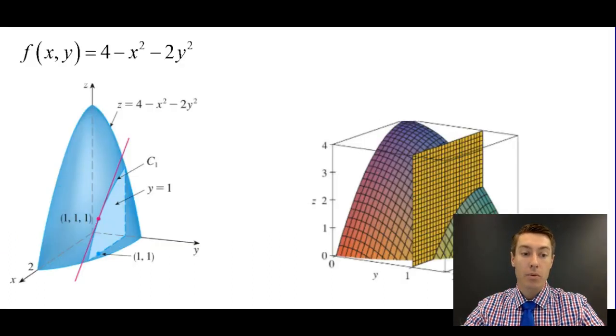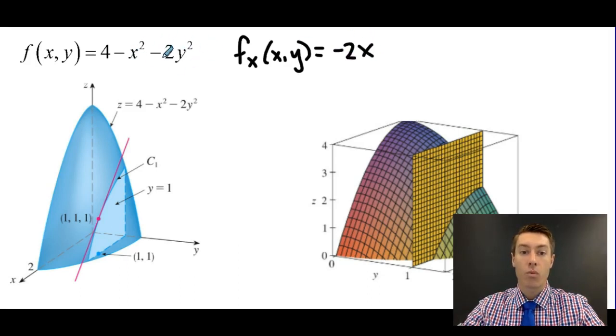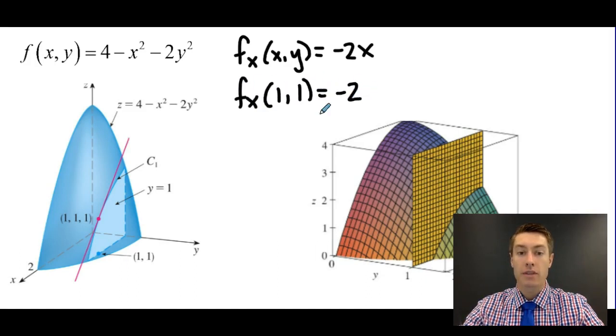So looking at an example both algebraically and geometrically, we have f of x, y equals 4 minus x squared minus 2y squared. Okay, so they've given us our graph, and then we'll talk about this in a second. So algebraically, if we want to find this partial derivative, the partial of f with respect to x, we're holding y constant. So if we're holding y constant, the derivative of 4 is 0. The derivative of negative x squared would be negative 2x, and the derivative of negative 2y squared is 0. And we're trying to evaluate the derivative at the point (1, 1). So the partial of f with respect to x at (1, 1) is negative 2.